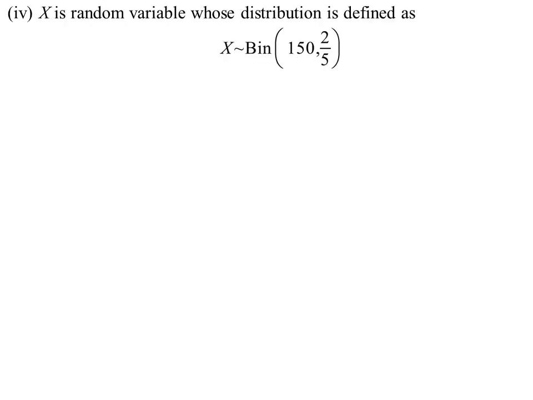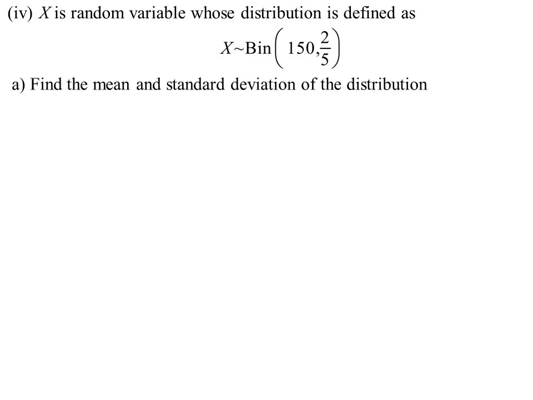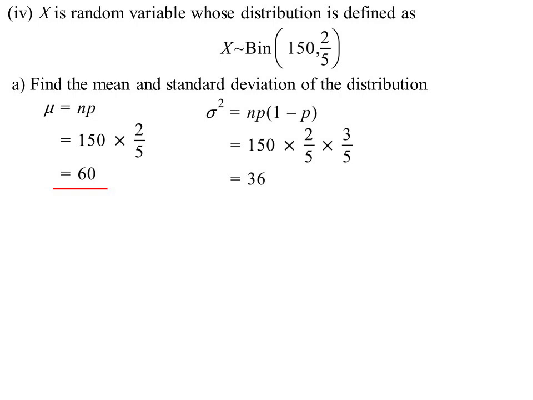Here's our binomial distribution. The number of trials is 150. Probability of success is 2 in 5. What is the mean and the standard deviation of this? Okay, well, the mean is the same as expected value. So n times p, we get 60. We can find the variance, and once we've got the variance, we can work out the deviation. So n times p times q, we get 36. So our deviation there is 6.